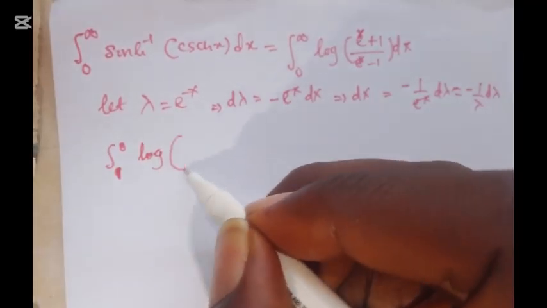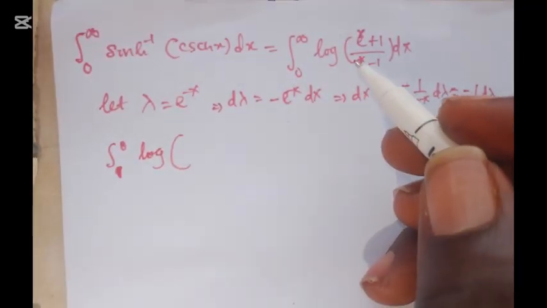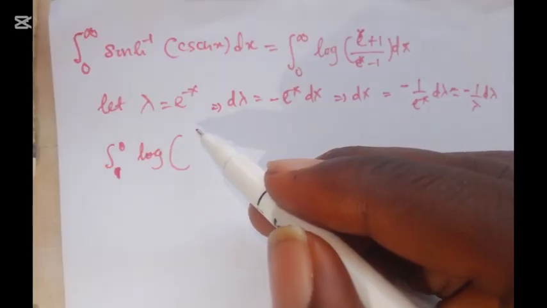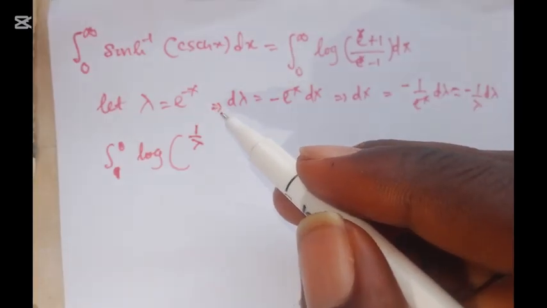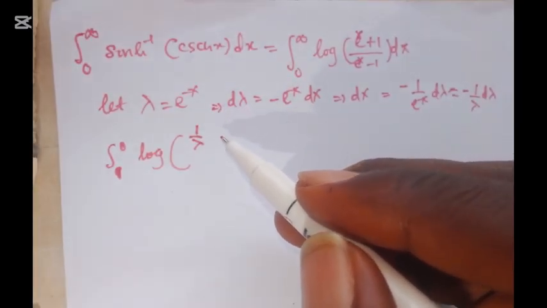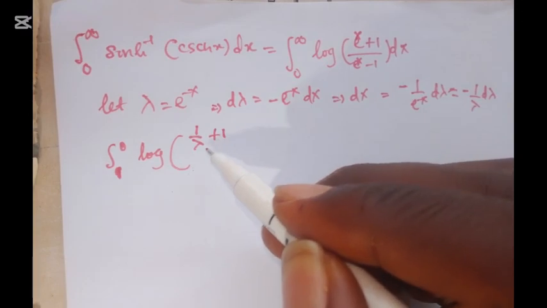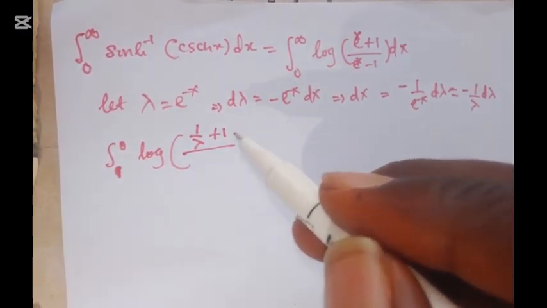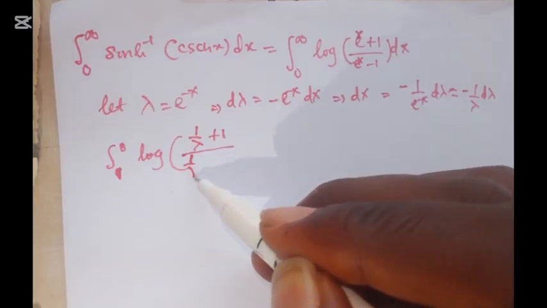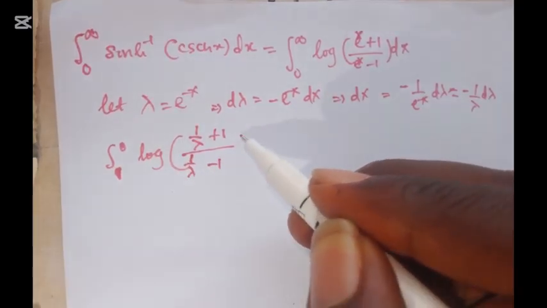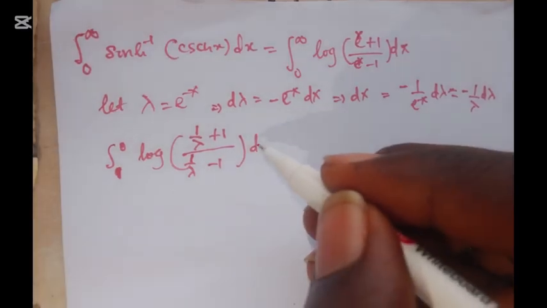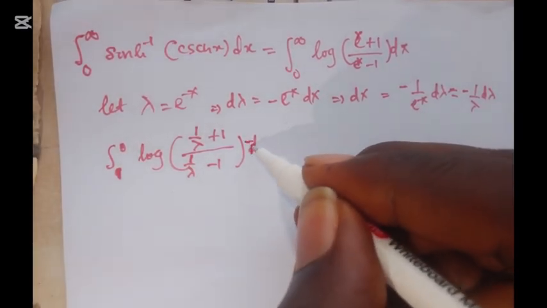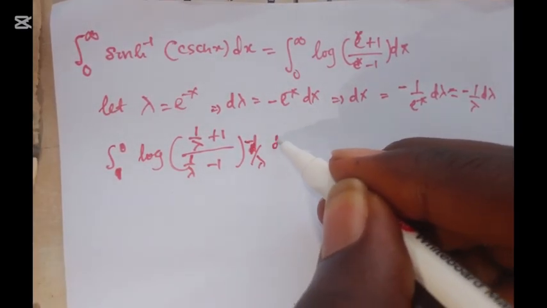So we have log. Instead of writing exponential x, remember I said exponential x will be 1 over lambda, since lambda is exponential negative x. So definitely exponential x will be 1 over lambda. So plus 1 over lambda, then minus 1. The dx is now negative 1 over lambda, d lambda. All right, so let's do that. Negative 1 over lambda, d lambda.